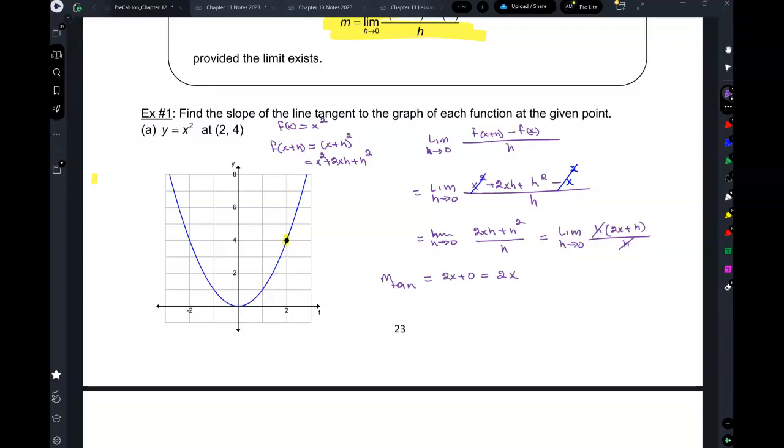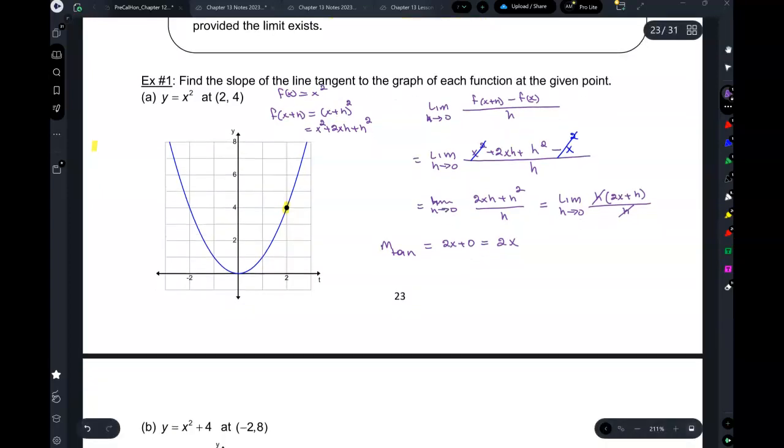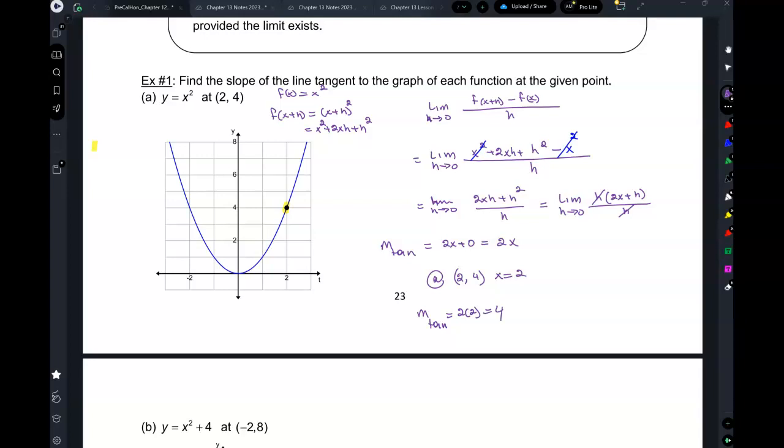Okay, so now we wanted the slope at the point (2, 4), right? So at (2, 4), x equals 2. So the slope of the tangent line is 2 times 2, which is 4. So if I were to draw a tangent line there, the slope of that line would be 4. We're doing this at the point (2, 4). Here x is 2, y is 4. So if this is 2x, then 2 times that x, 2, is 4. So you plug this x into the 2x here.